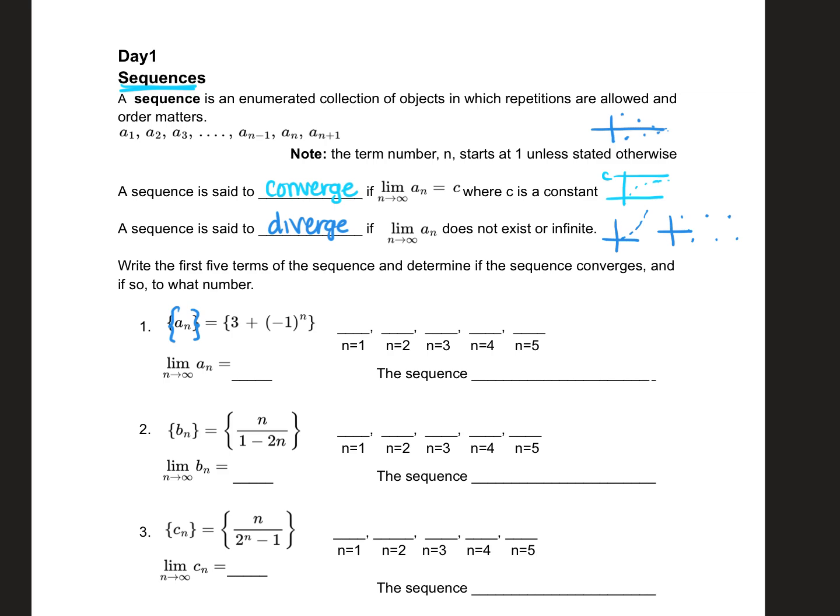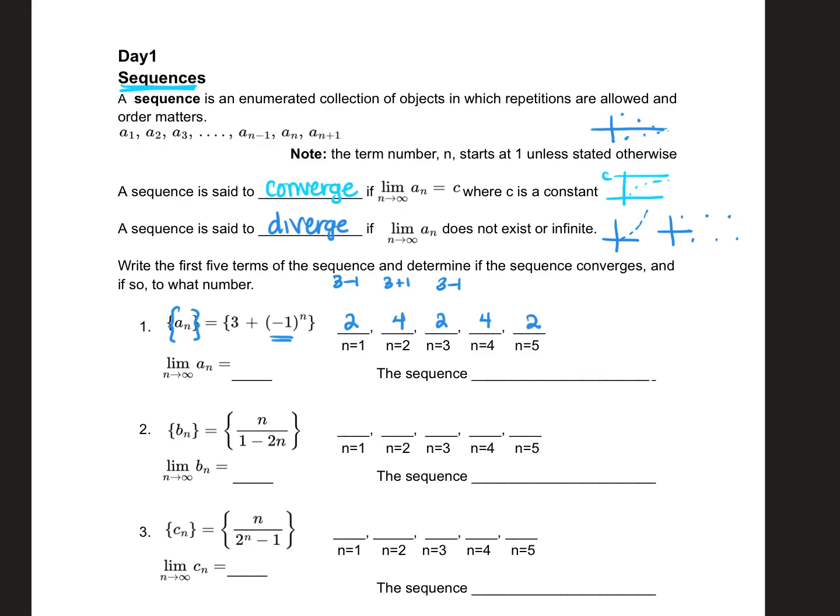We can go through plugging in values to find the sequence. So if n is equal to 1, you're going to have 3 minus 1, or 2. If n is equal to 2, that'll leave you 3 plus 1, which is 4. N is equal to 3, you're going to go back to 3 minus 1, because this piece right here is alternating. So this would be 2, 4, 2.